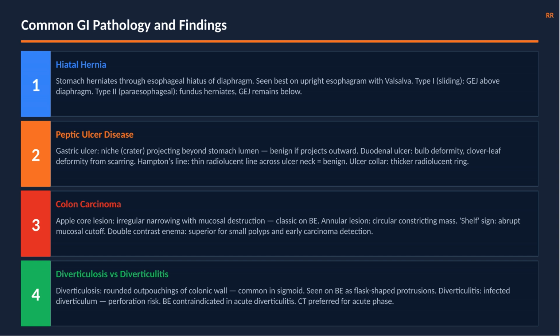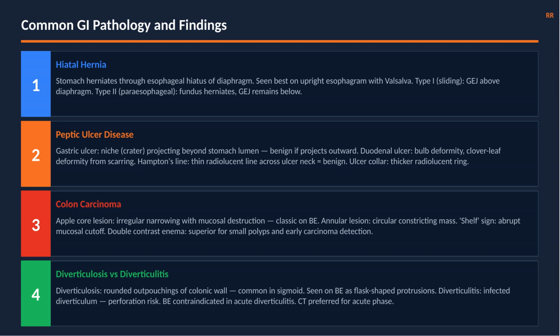Colon carcinoma. Apple core lesion. The classic barium enema finding. Irregular narrowing with mucosal destruction. Annular constricting mass with an abrupt shelf. Double contrast enema is superior for detecting early lesions.